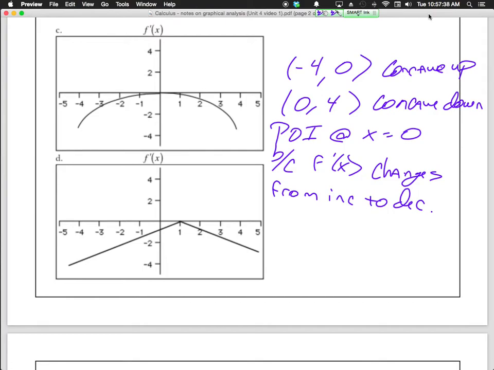Decreasing to increasing. Whenever we're justifying a POI using the first derivative, that's going to be my justification. I'm going to literally make a stamp. If we use the second derivative, it's going to be different. We'll talk about that in a second, once you write it.